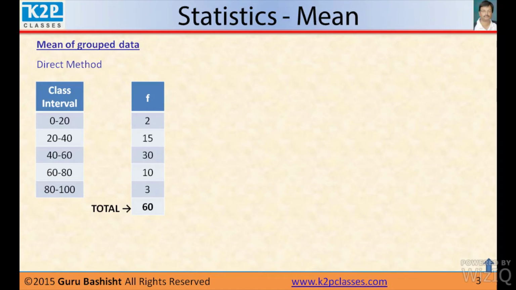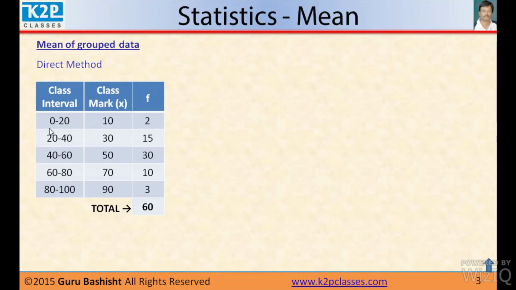Because here we don't know how many, I know that 2 students have got a number between 0 and 20. But whether it is 0, 20, 15, or 10, it is not known. This is the limitation of the group data, and we have to assume that 2 people have got the middle number. What is the middle between 0 and 20?